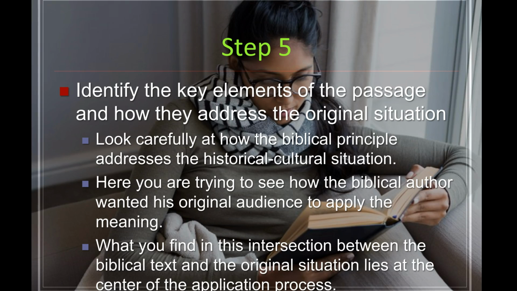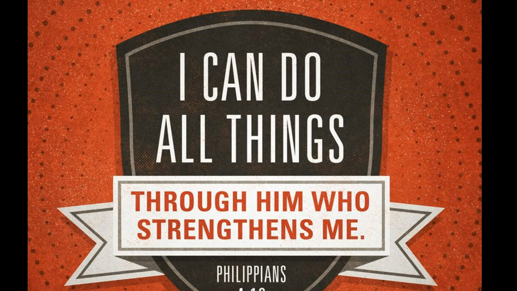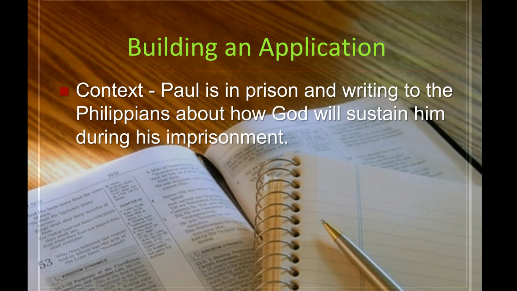To find these key elements, focus on the heart of both the biblical principle and the original situation. As an example, let's explore the principle of Philippians 4:13 and outline how it intersects with the historical cultural situation. Philippians 4:13 reads, "I can do all things through him who gives me strength." For this passage, Paul is in prison and writing to the Philippian church about how God will sustain him during his imprisonment.